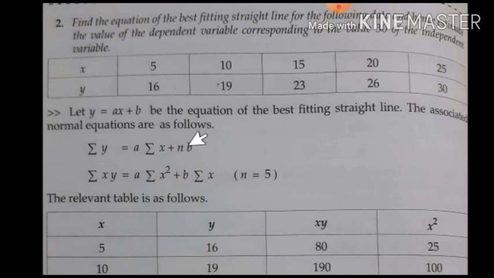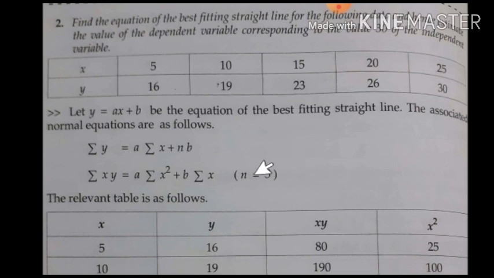What is the second equation? Multiply x throughout the equation and then take the summation. When I multiply by x, I get xy equals ax square plus bx. Then take the summation: summation xy equals a into summation x square plus b into summation x. Here n stands for the number of data. So 5 data are given, so n equal to 5.